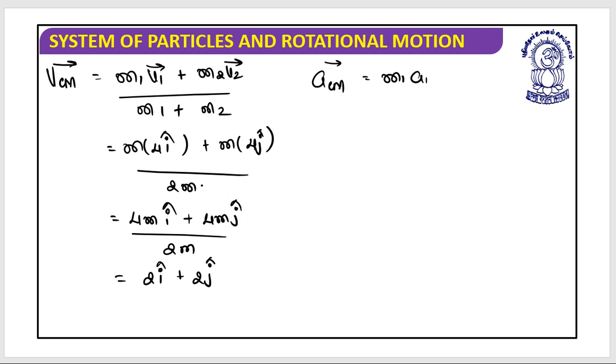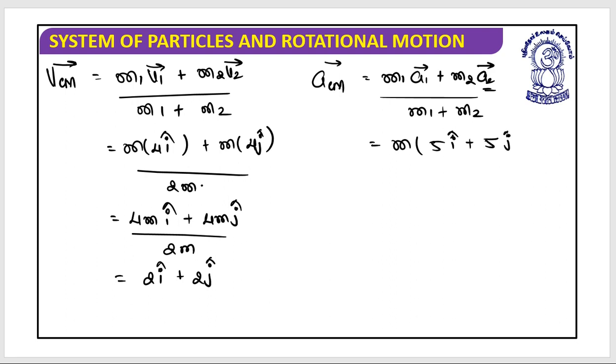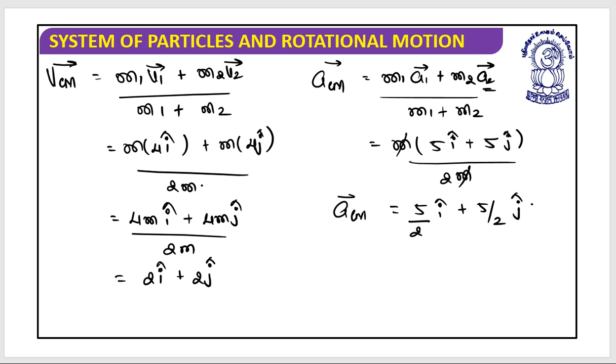It's m1 a1 plus m2 a2 divided by m1 plus m2. The acceleration of the second particle is 0, so let's write for the first one. It's m into bracket 5i plus 5j divided by m plus m, which is 2m. This 2 has gone, and this equals 5 by 2 i plus 5 by 2 j. This is the ACM. If I try to plot this, let's suppose this is the 2i plus 2j vector. This is the VCM vector.